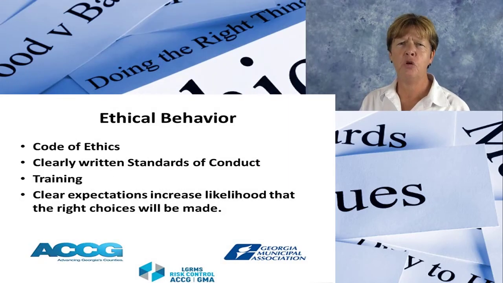Remember, to have ethical behavior within a department, there are a few things we need to have to make sure that every officer understands what is expected. Have a specific code of ethics. Have a clearly written standard of conduct. Train that standard of conduct. Train in that code of ethics. Make sure that it is clear expectations you have for all officers. It increases the likelihood that the right choices will be made.